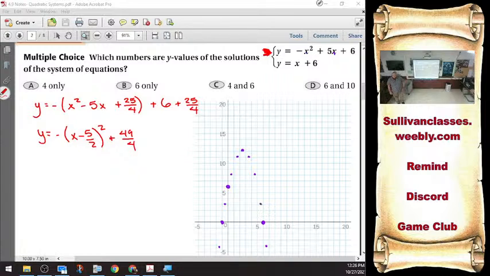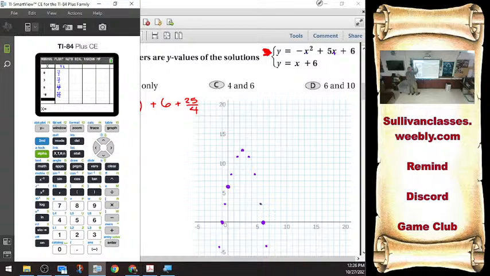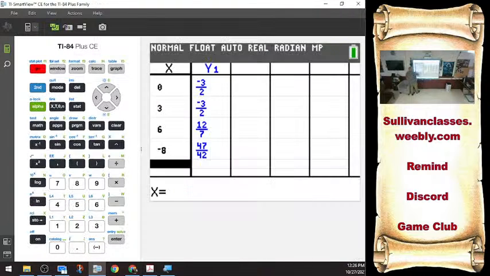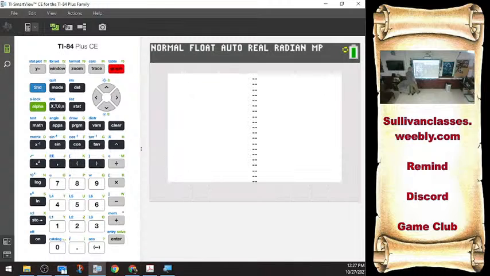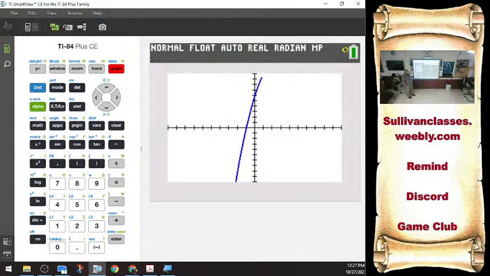Option 3. It doesn't say how to graph it. Dump it in your calculator and get points. Go to y equals, say -x² plus 5x plus 6. If I graph it, it's somewhere up there.